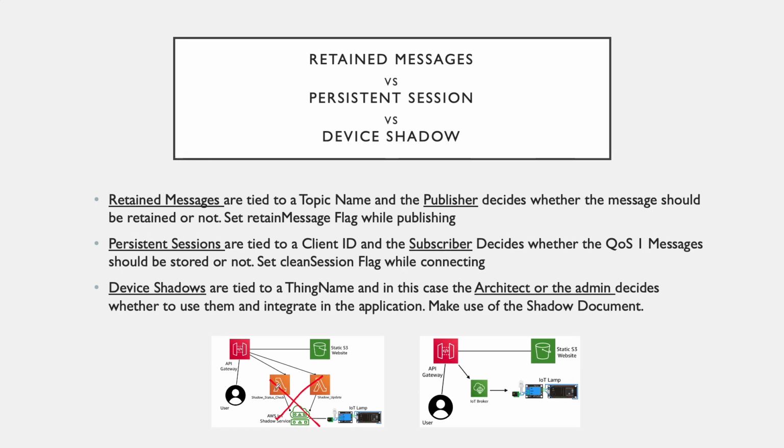Now we can remove both Lambda functions and the shadow service and instead just use a retain message. In this case, API gateway will just make a publish call to that topic to which the IoT lamp is subscribed. And then even if the device loses connection and subscribes again, it will still receive the latest state.